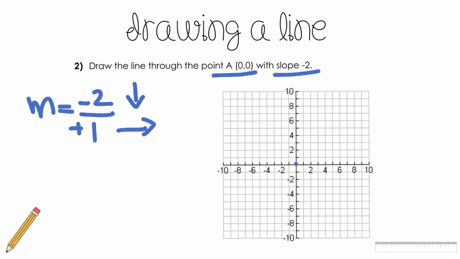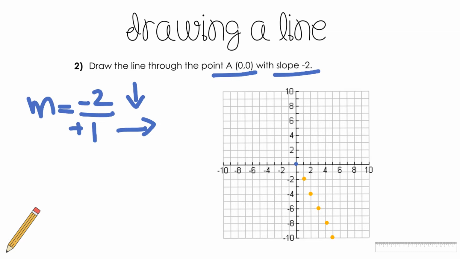So given this information, let's start at our point 0, 0 and follow along. We're going to go down 2 units, 1, 2, and move 1 unit to the right and make our point there. So from that point down 2 units, 1 unit to the right. And continue this pattern until you run out of space. So down 2 units, 1 unit to the right. Down 2 units, 1 unit to the right.